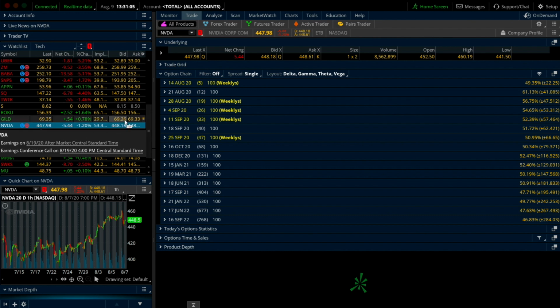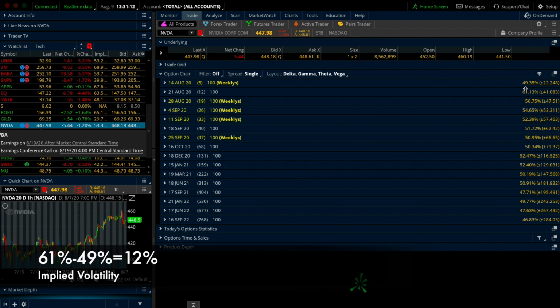Let's take Nvidia for example. We can see that the company is scheduled to report earnings on August 19th. On the options chain, we see that the contracts that expire on August 21st, right after the report, had the highest implied volatility, almost 12 percentage points higher than the previous week. After the high volatility event passes, you can expect implied volatility to drop back down to normal levels.